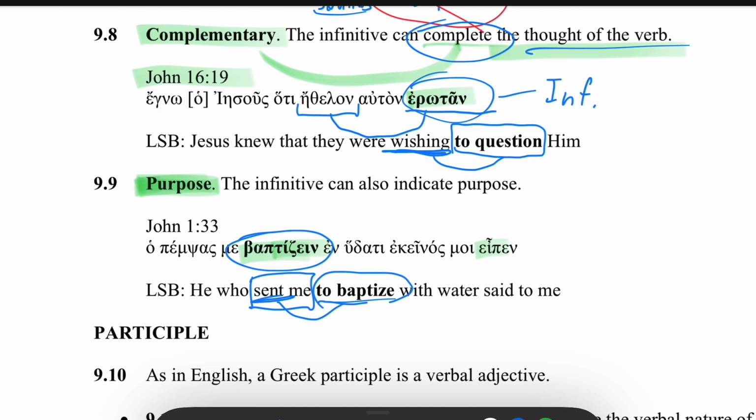The previous example is not so much asking the question of why. It's not they were wishing. Why were they wishing? They were wishing to question. It's more the complement. But with the purpose, it's answering the question of why.